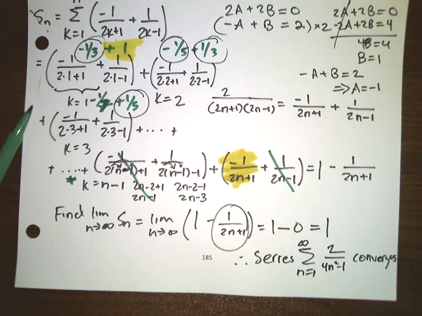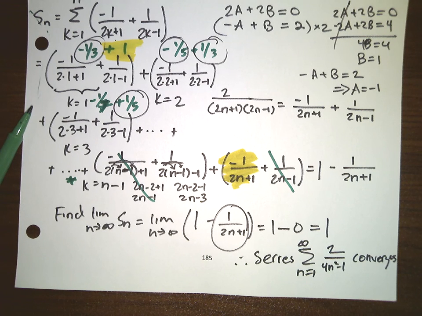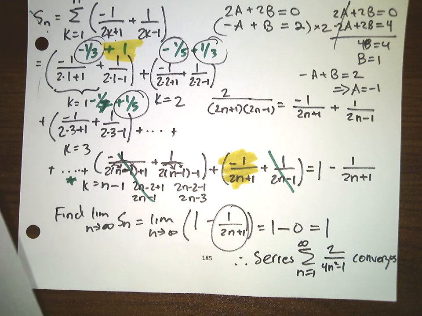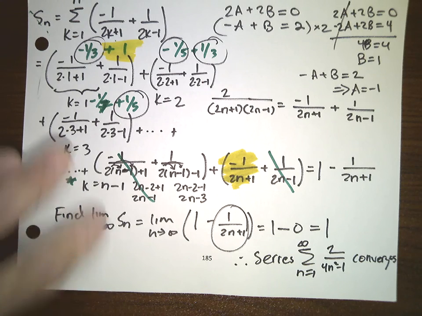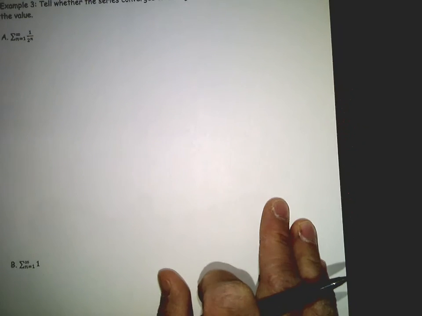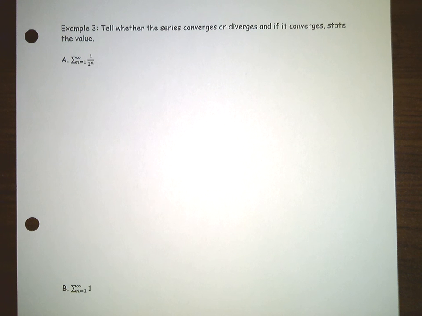All right, so do you have any questions about this one? Yeah, so these ones were both sort of telescoping series, but I'll do 2 quick examples of ones that are not telescoping series, and then we will be done here. So tell whether the series converges or diverges, and if it converges, state the value.